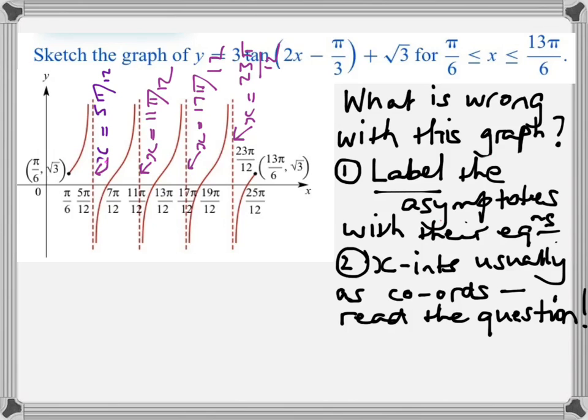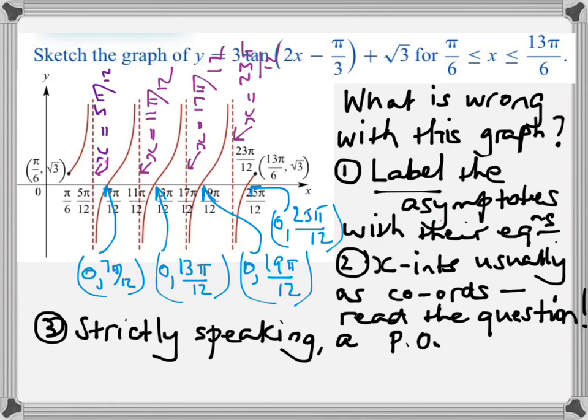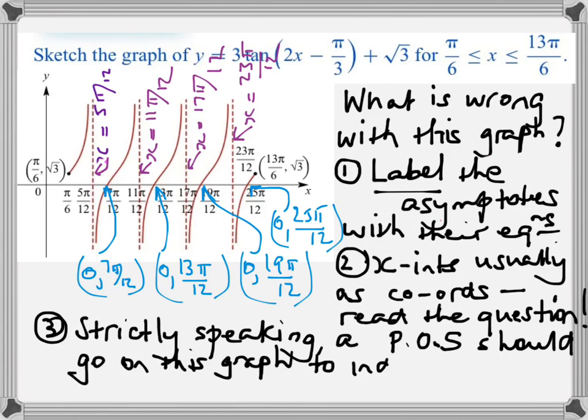Now there's a third, more subtle thing in this particular case. Here comes the intercepts. And now, the third thing is, strictly speaking, for this particular graph, we should have a point of scale. That is a point marked on the graph to indicate the times 3 dilation in front of the tan symbol. Because there's no y-intercept, there's no indication or verification on that graph anywhere of the 3 times stretching in the y direction that's occurred.